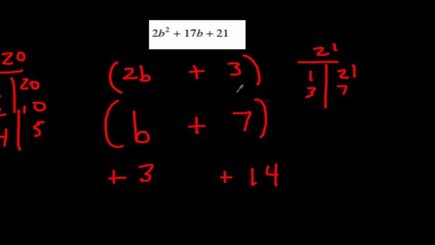All right, so once again, factors of the first term: 2b and b. That's the only way to do that. And factors of 21, the only options are 1 and 21 or 3 and 7. So I just tried 3 and 7 and cross multiplied that. That gives me 14 and 3. Can I make 17 out of 14 and 3 by adding or subtracting? Absolutely. 14 plus 3 gives me 17. So my answer is 2b plus 3 and b plus 7. And here is our answer.